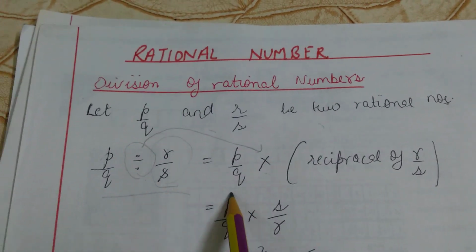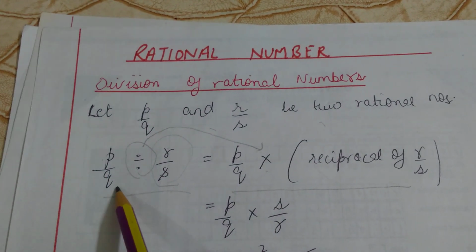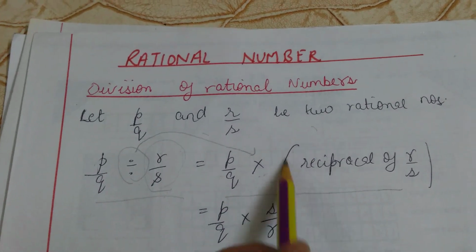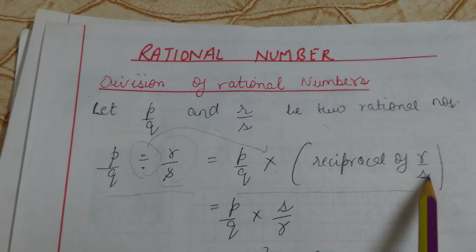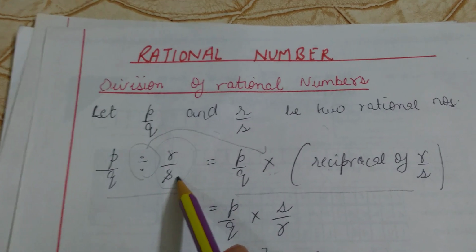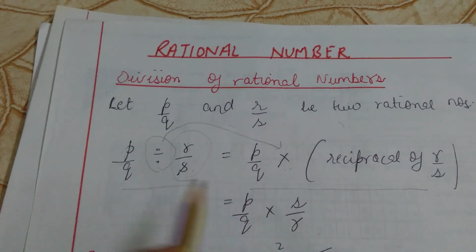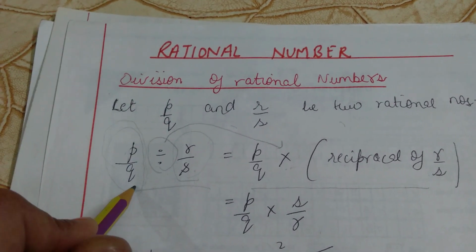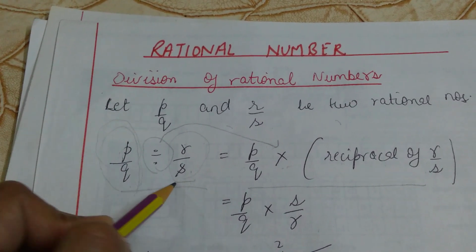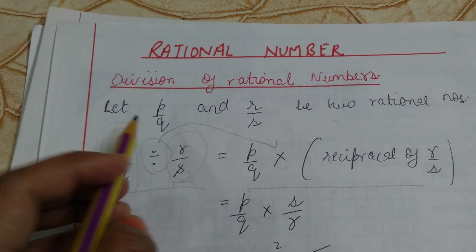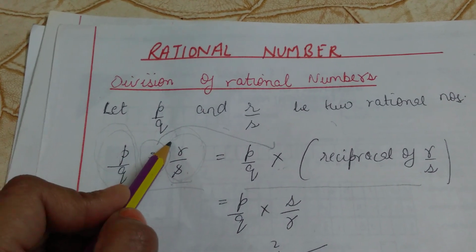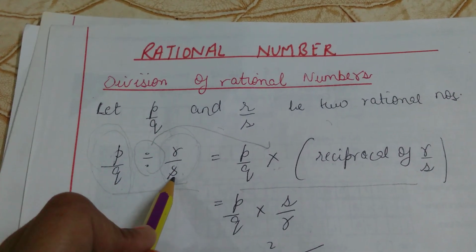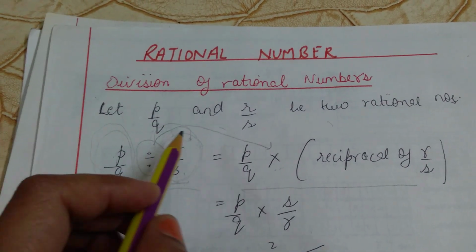This can be written like this: p/q divided by r/s equals p/q into the reciprocal of r/s. The reciprocal of r/s is s/r. Make sure that you do not take the reciprocal of the first rational number. You take the reciprocal of the second rational number, the one after the division sign.